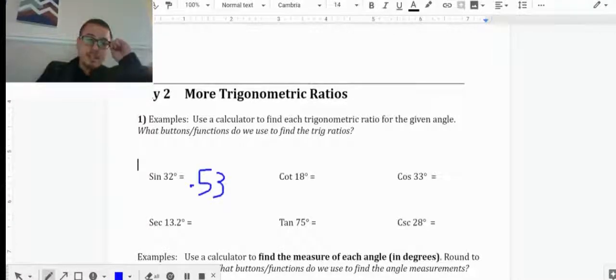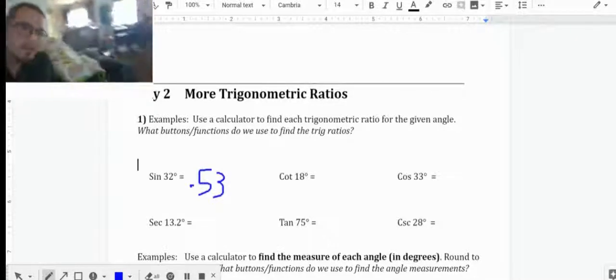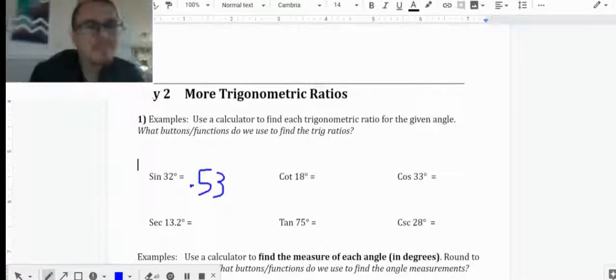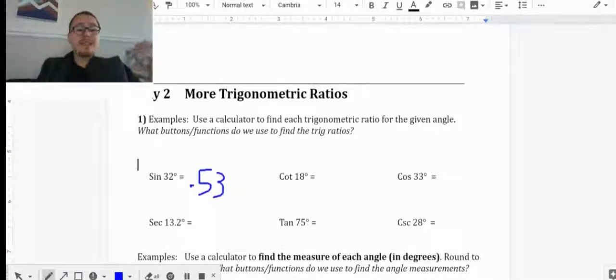You need to do the same function, but we have to remember that they're inverses. So if we're looking at the secant of 13.2 degrees, secant is the inverse of cosine, so it's going to be 1 divided by cosine of 13.2, and that's going to get you your ratio of 1.27. So that is the ratio for secant. For cotangent and cosecant, make sure you put it as 1 divided by the function that they're inverses of. All right, so that's the basics there.